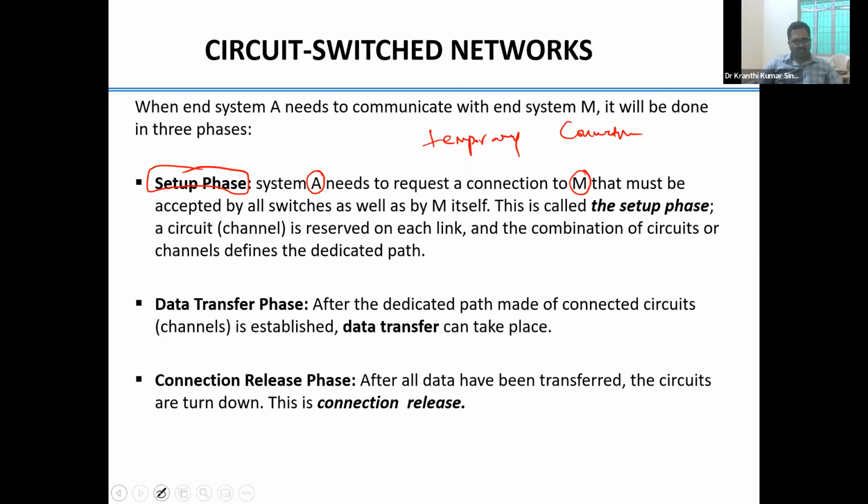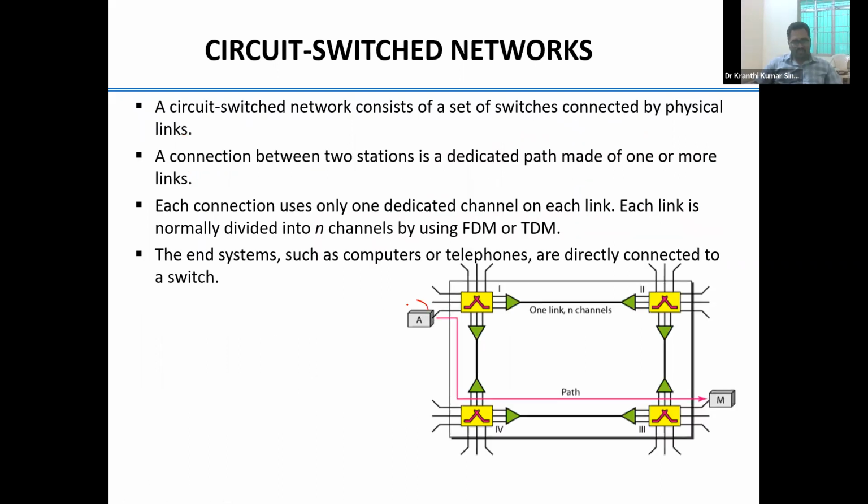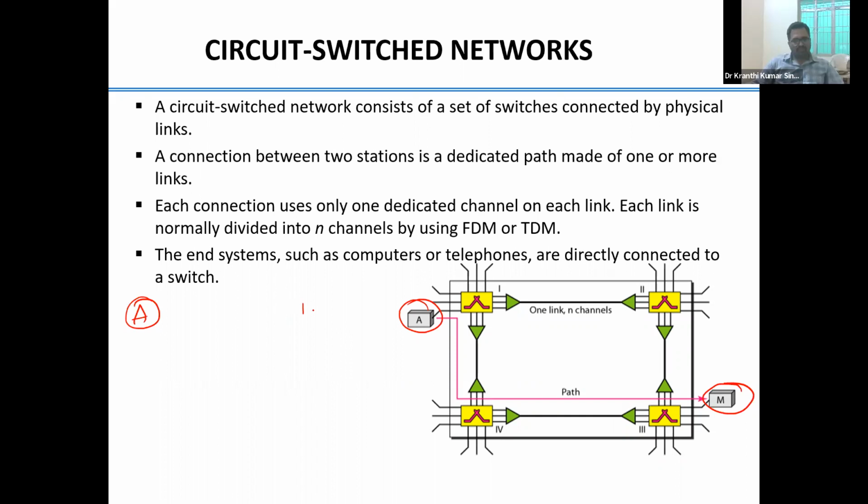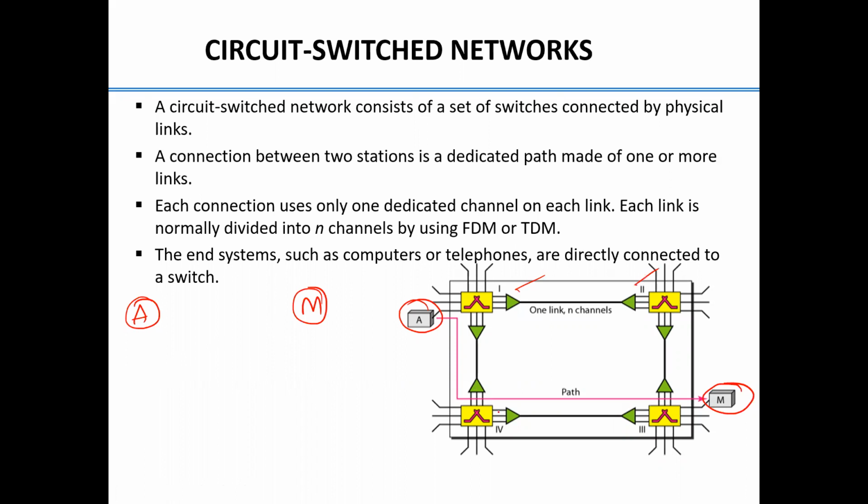In my previous example, this is my source device and this is my destination device. Now, is there any dedicated link existing, a direct link, between A and M? No, sir. Then tell me how to reach from A to M. Here we have 4 switches named 1, 2, 3, and 4. How can I set up a connection between A and M?